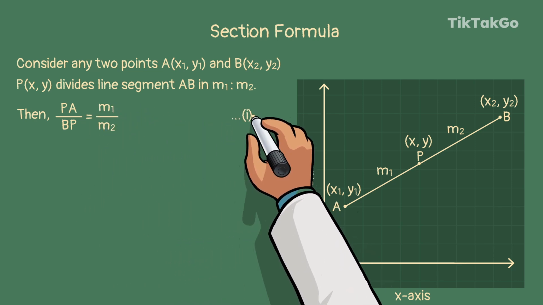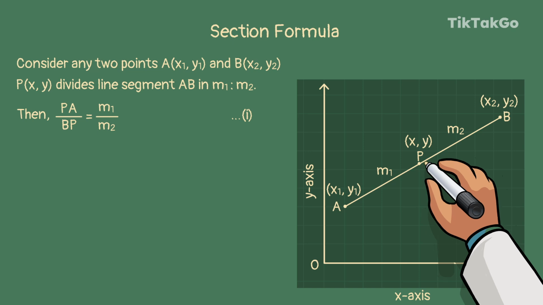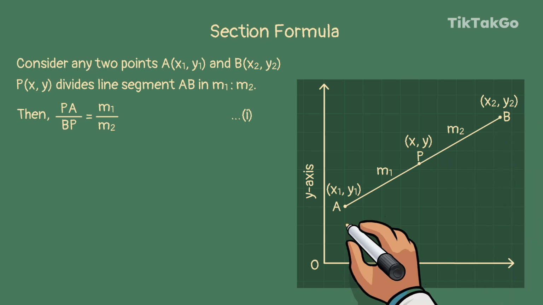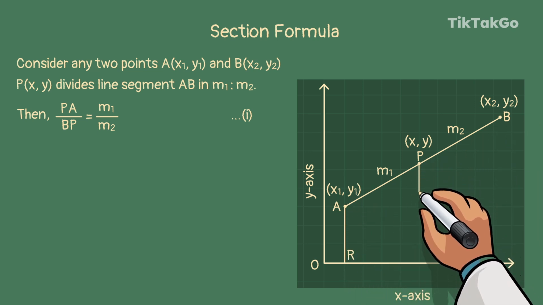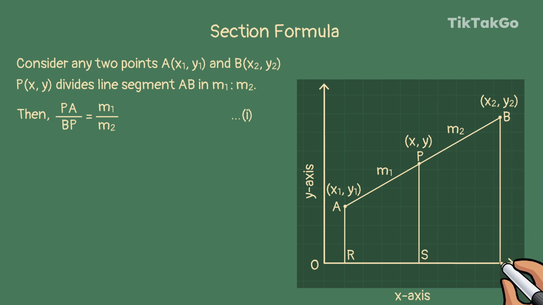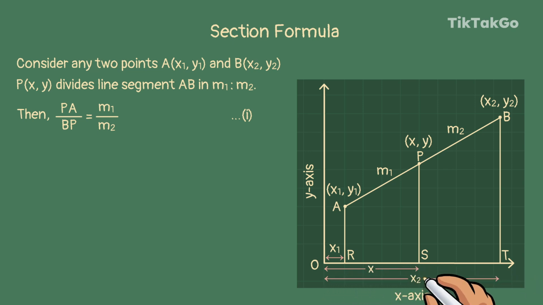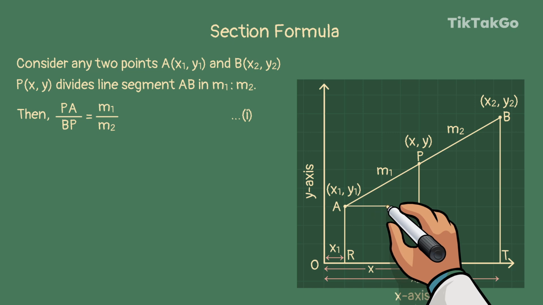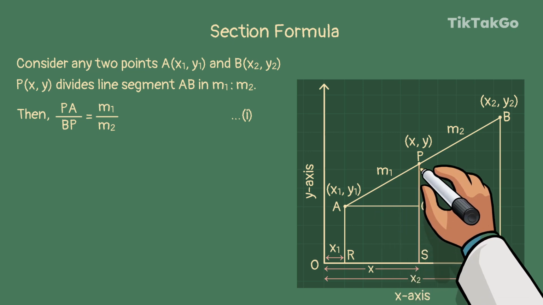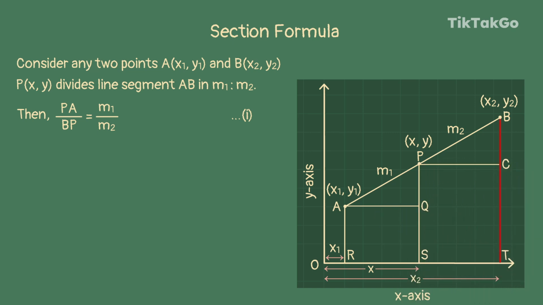This is equation 1. Points A, P और B से x एक्सिस पर परपेंडिकुलर्स AR, PS और BT ड्रॉ करेंगे, जो x एक्सिस को रिस्पेक्टिवली R, S और T पर इंटरसेक्ट करेंगे। इफ वी सी, OR के बीच की डिस्टेंस है x1, OS की डिस्टेंस है x और OT की डिस्टेंस है x2। Now let's draw AQ perpendicular to PS and PC perpendicular to BT, both of which are parallel to the x-axis.